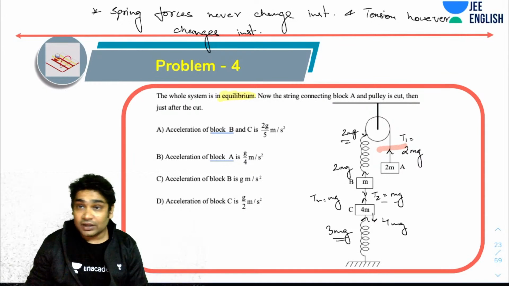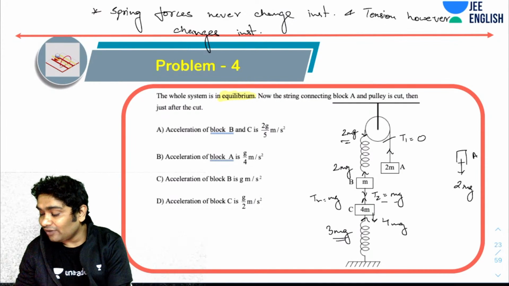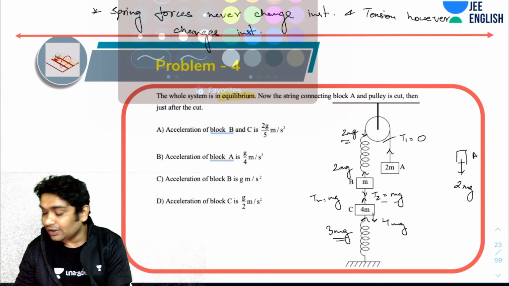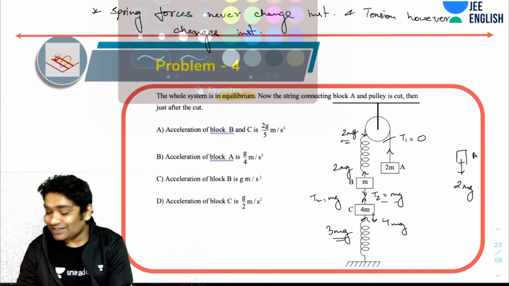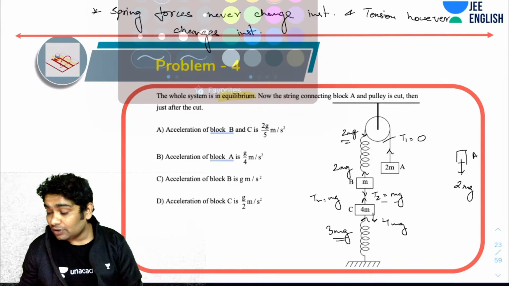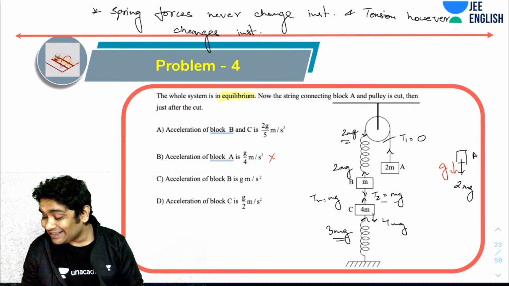If T1 becomes 0, then the only force on A would have been 2 mg downwards. So A would have accelerated down with an acceleration of g, which makes this definitely wrong. Now, what about the other parts? So you realize this spring would have still kept applying 2 mg force, so that does not change. How about this tension? This tension could have changed suddenly.